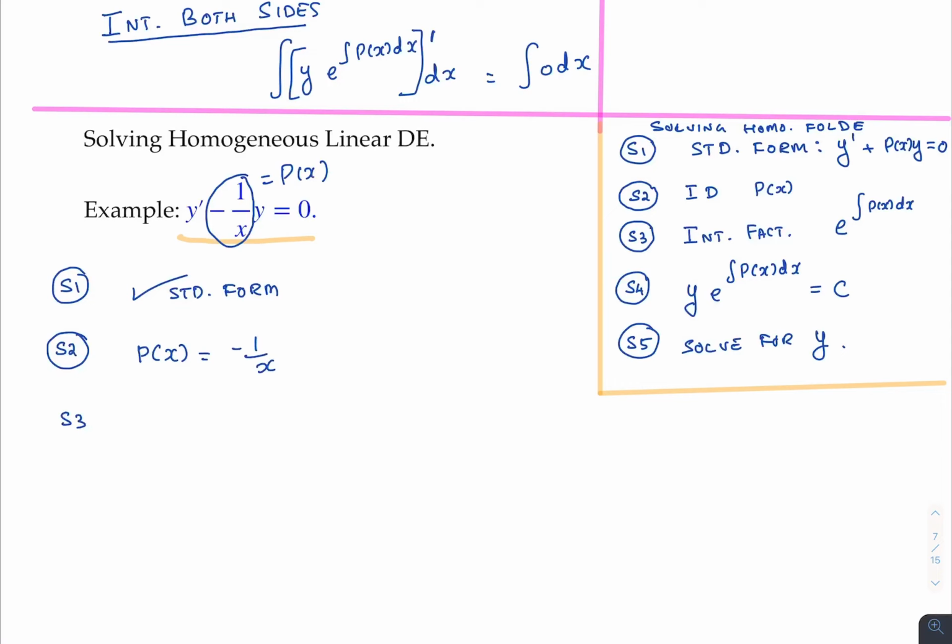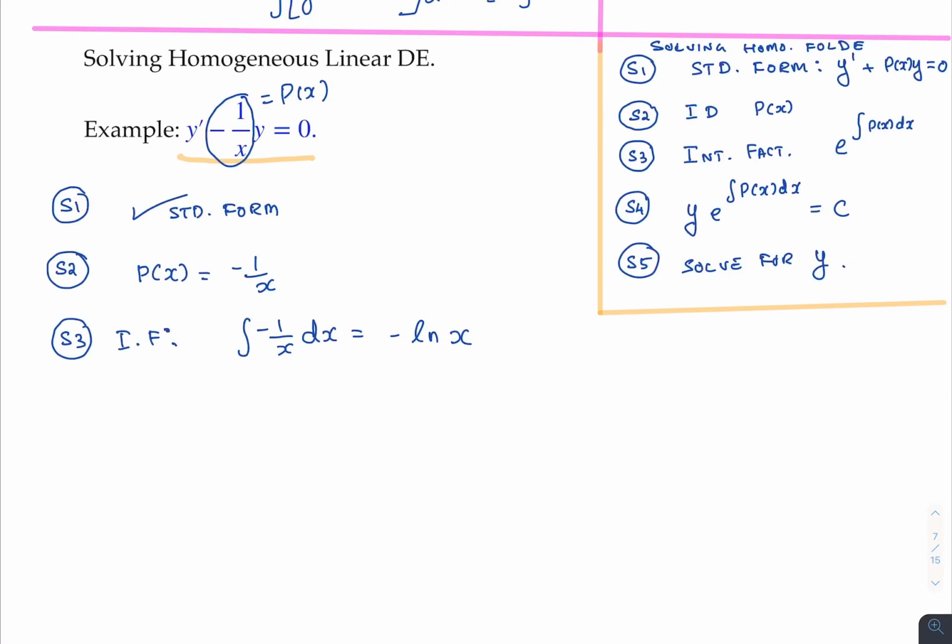The next step is to find the integrating factor. I'm going to integrate negative 1 over x dx. You're all experts in integration. If you integrate it, you would agree with me this is going to be negative ln of x. Don't worry about the plus c and all. Do not worry about adding a plus c in the integrating factor. It will be taken care of anyway, this c will capture that.